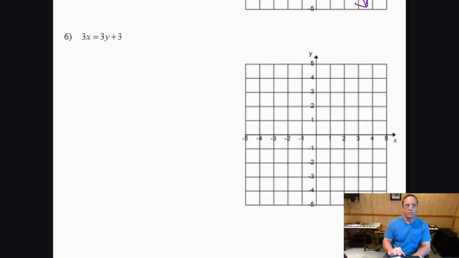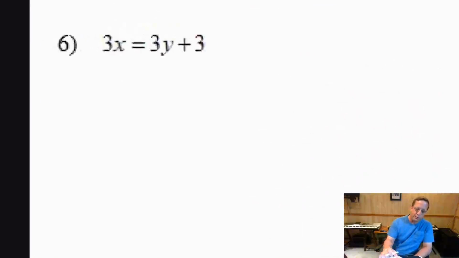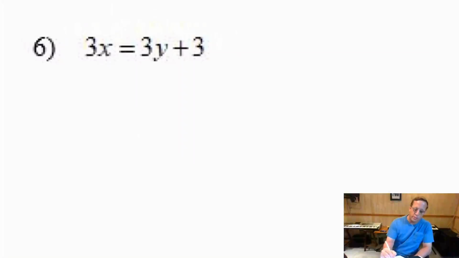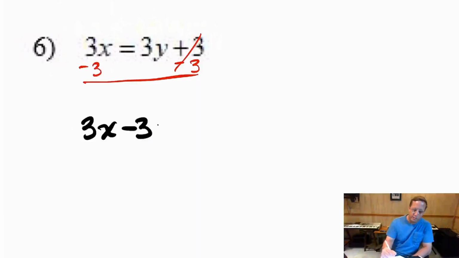For number 6, we have to get y by itself. Again, we need to get y by itself, not x by itself. It's got to be y. So we need to get everything over onto the x side as much as possible. So I'm going to go ahead and subtract 3 from both sides. Now 3x minus 3 is not 0, because those are not like terms. So I'm going to rewrite it. I'm going to write it as 3x minus 3 equals 3y.